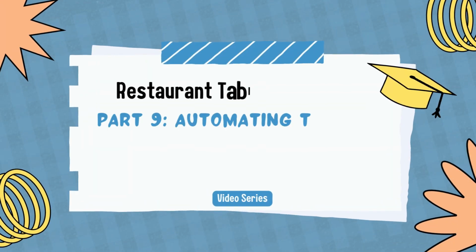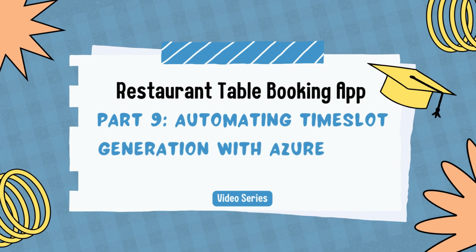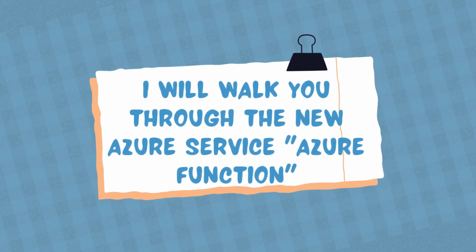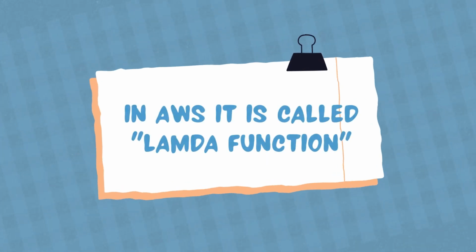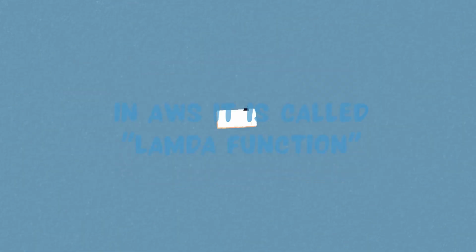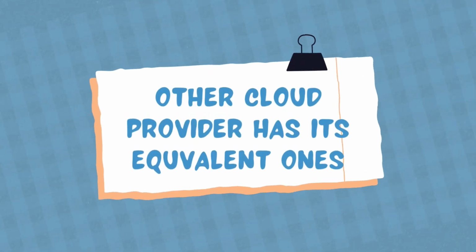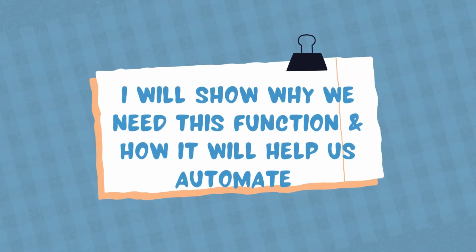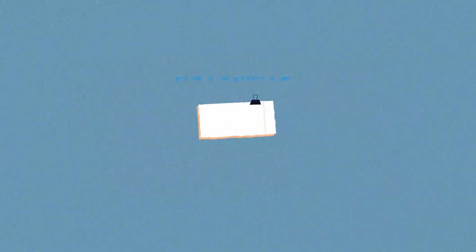This is Restaurant Table Booking App video series part 9, automating time slot generation with Azure Timer Function. In this video, I'm going to walk you through a new concept in Azure services called Azure Functions. In AWS, they call it Lambda, and each cloud provider has its own equivalent thing, right? So we are going to focus on Azure Functions, and I will also show you what is the need of this function and what this is going to help us in our application to automate the things.